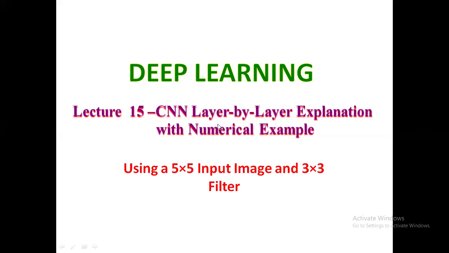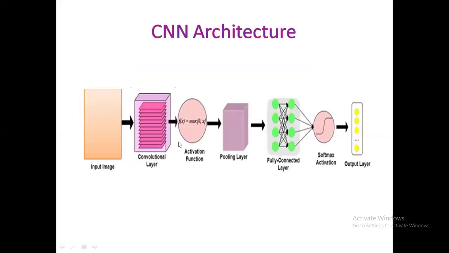In this lecture, we'll see one example problem using a CNN architecture, with a layer by layer explanation. For this case, we have taken a 5 cross 5 input image and a 3 cross 3 filter. Before going into this example, first we should know about this architecture. This is the CNN, convolutional neural network architecture. This architecture consists of an input image, convolution layer, activation functions, pooling layer, fully connected layers, and softmax activation and output layer.